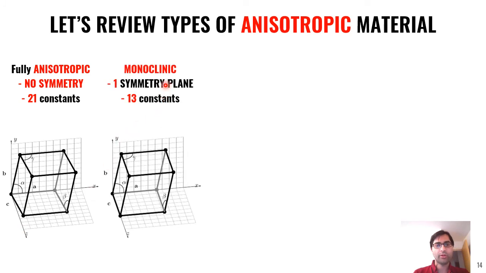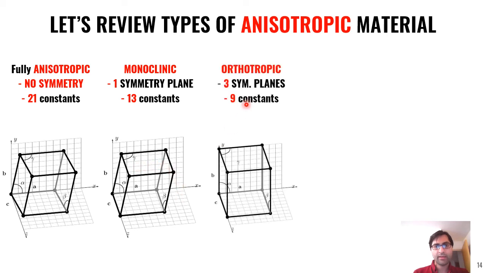Then we have monoclinic. You get one symmetry plane, 13 constants, and that symmetry plane in this case is the XY plane. Then we have orthotropic. We get 3 symmetry planes, 9 constants, and you see that XY, XZ, and YZ are the symmetry planes. You may notice we have right angles now in the cube, but still the lengths of the cube edges are different, A, B, and C.